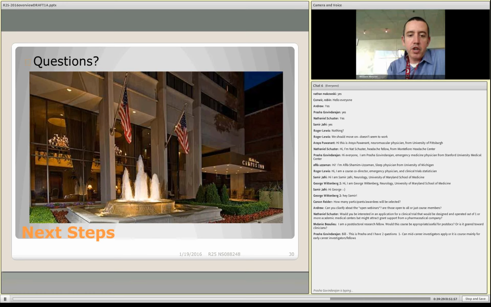Would I be interested in an application for a clinical trial that would be designed and operated out of one or more academic medical centers but might attract grant support from a pharmaceutical company? Yes. However, one of the things about working with a pharmaceutical company is the pharmaceutical company may or may not be interested, and sometimes they have a bit of a process in terms of granting you support or even the ability to use the agent or amend their IND.